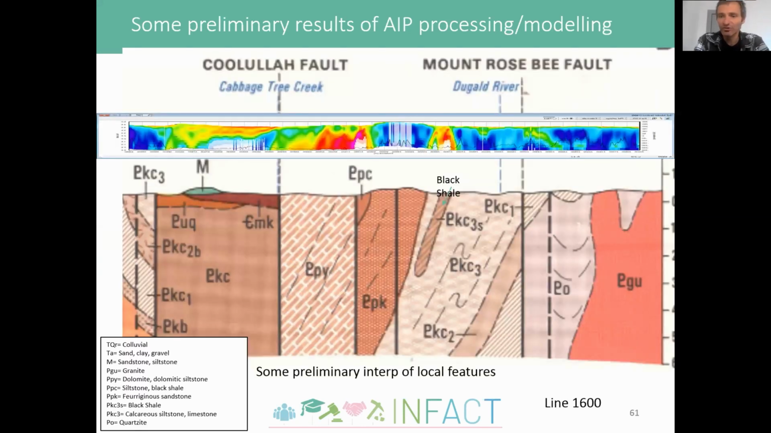Now, this is a comparison between line 1600 and the final part of cross-section AB reported in the Cloncurry sheet with the same vertical scale. So we have confirmation of the Kulala and Montrose B fault. The conductive response of the siltstone and black shales, the PPC, is well imaged, well resolved. Same as the PKC3S, the black shale, which are the host of the Dugald River deposit. There is a good agreement between the main resistivity contacts and the geological contacts, all of them dipping westward. Now, all this geological interpretation was done by my colleague Antonio, so thanks to him.